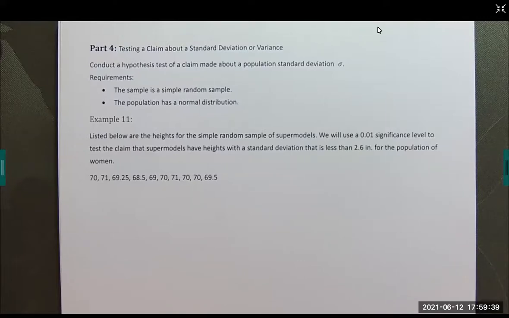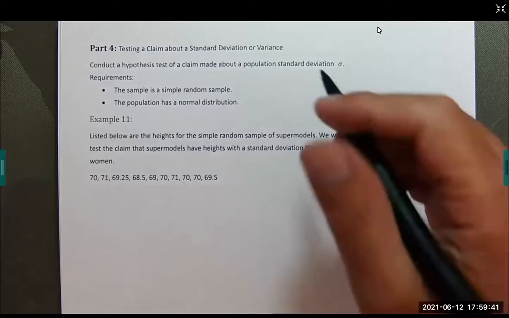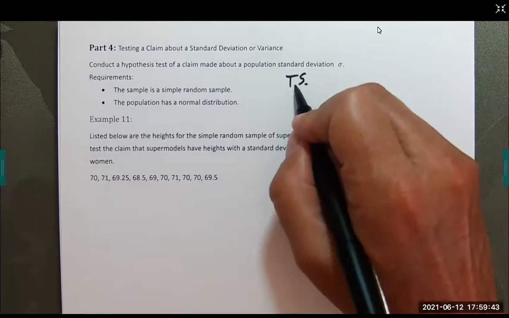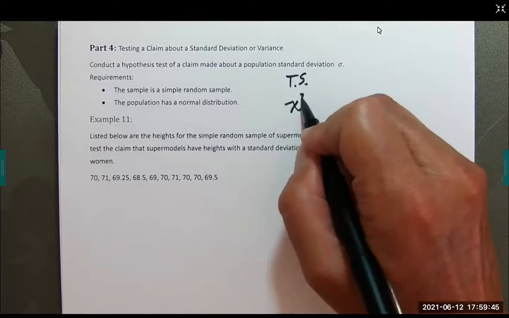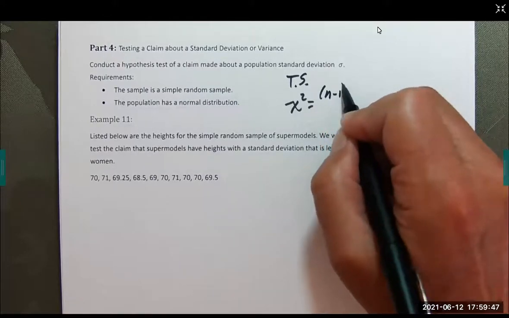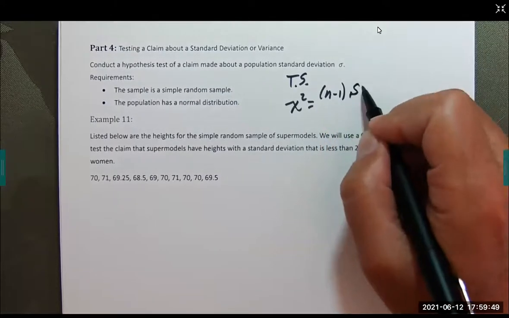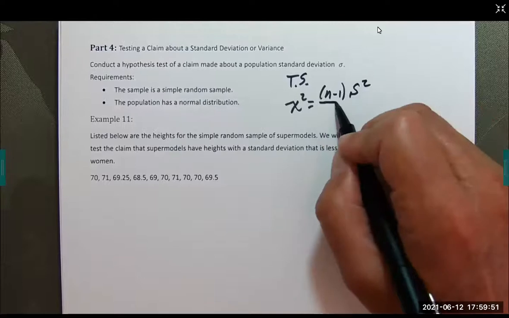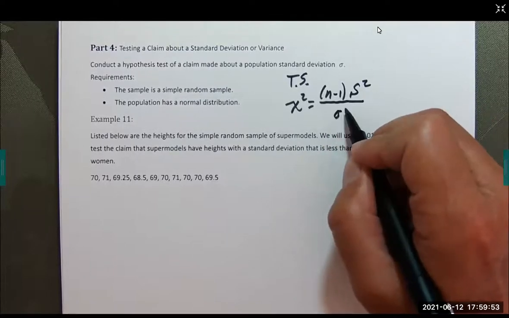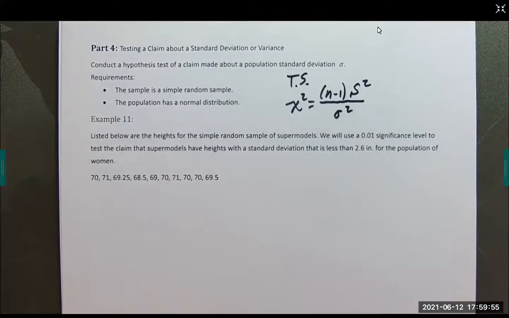If you remember, the standard deviation involves something called the chi-squared. The statistic that we'll be using is chi-squared equals n-1 times the sample standard deviation squared over the population standard deviation squared. Now, the calculator doesn't do this one for us. We have to actually do this one manually, which is fine.